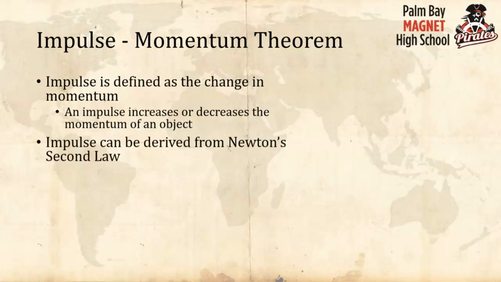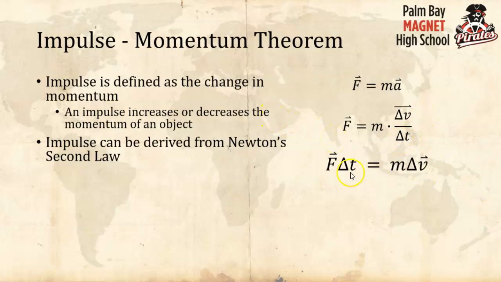And it can be derived from Newton's second law. I'll just show you where it comes from. Newton's second law is, of course, force equals mass times acceleration. We know that acceleration is the change in velocity over time. So all we're going to do is multiply this time to both sides, put it up here, and we have force times the change in time is equal to mass multiplied by the change in velocity. That is the impulse momentum theorem.